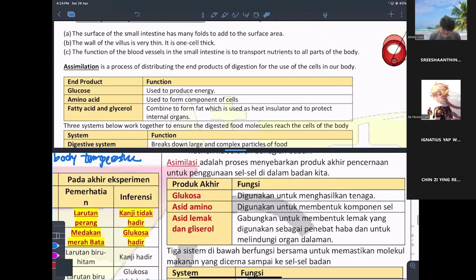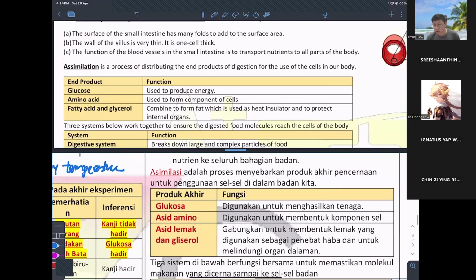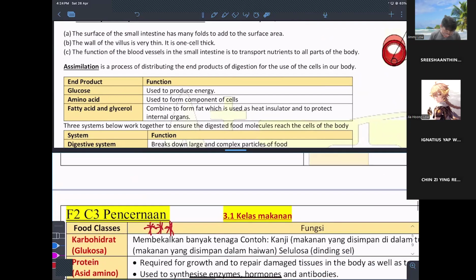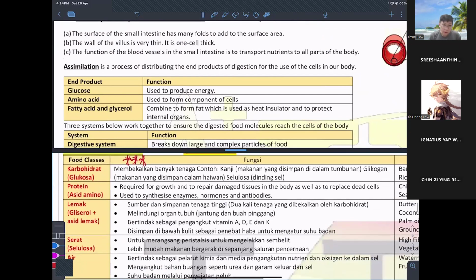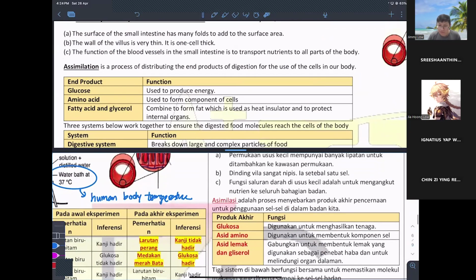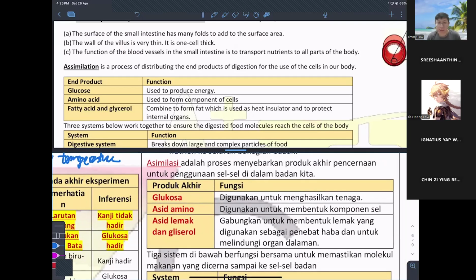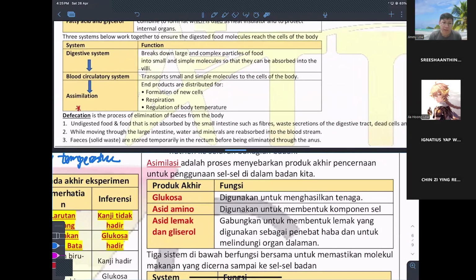Assimilation, no need, because we basically do it whenever we go through the nutrition. In your nutrition notes, it already tells you the function of glucose, protein, fatty acid and glycerol. So we don't need to do double the job. Assimilation is mainly just telling you how we are going to use the final product only. No need.